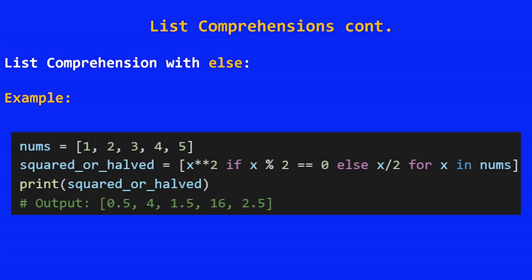That is it. Our first output will be 0.5 because 1 is not an even number, so it will be divided by 2 instead, which is 0.5. 2 is an even number, so we will square it, which turns out to be 4. 3 is not an even number, so we halve it, which is 1.5. 4 is an even number, so we square it: 16. 5 is not an even number, so we halve it: 2.5. How interesting is this? So let us move to VS Code.